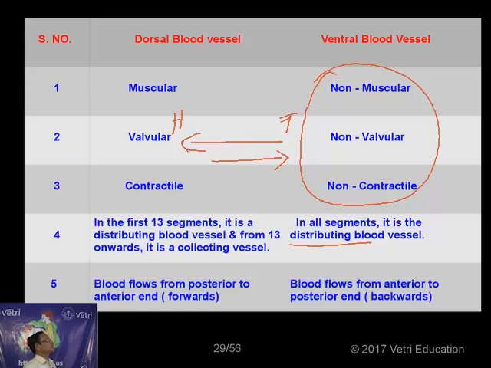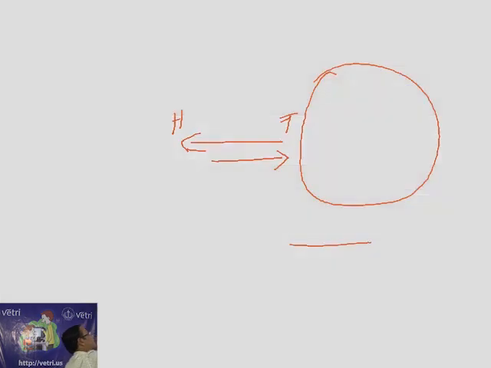After 13 segments, the dorsal blood vessel is the distributing blood vessel. Afterwards, it is a collecting blood vessel. In all segments, the ventral blood vessel is a distributor. The flow of blood in the dorsal blood vessel is in the forward direction, and in the ventral blood vessel it is in the backward direction, that is from head to tail region. These are some of the differences we have to make.